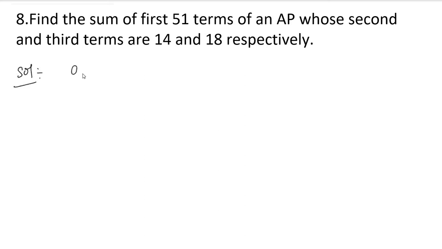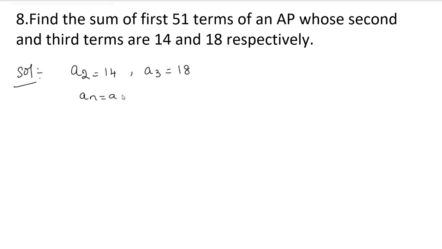See the eighth sum. A2 is equal to 14, as the second term is 14, and the third term is 18, which means A3 is equal to 18. Okay, so how shall we write this?